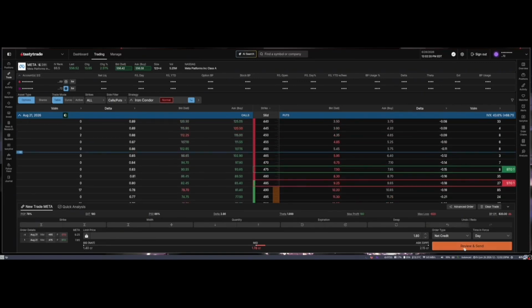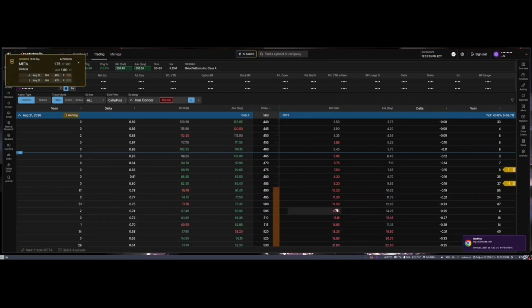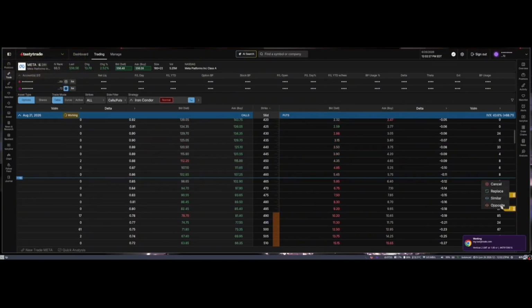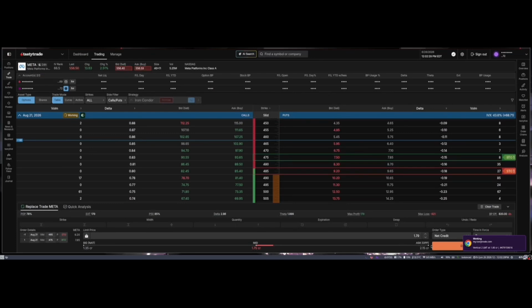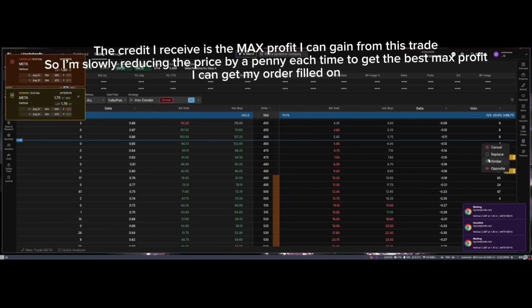Okay, so I'm going to place this trade. All right, no fill. So I'm going to lower it by 1. Yeah, I know the mid price is 175. I want to see what the best price I can get is. No fill there.